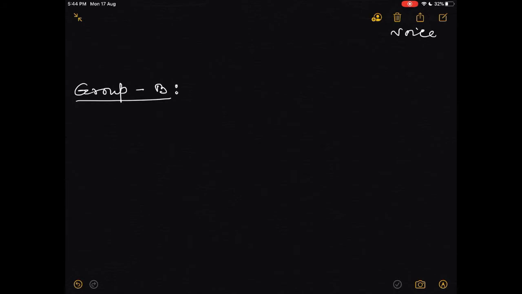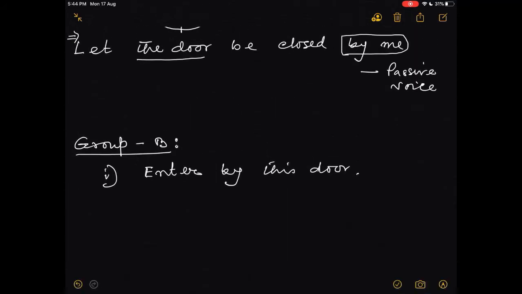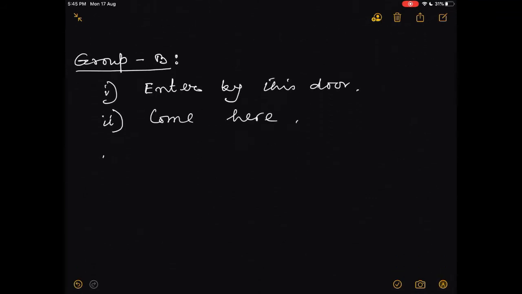First, write the sentences. See the sentences first. 1. Enter by this door. Number 2, to come here. Number 3, wait there. These are the 3 sentences.